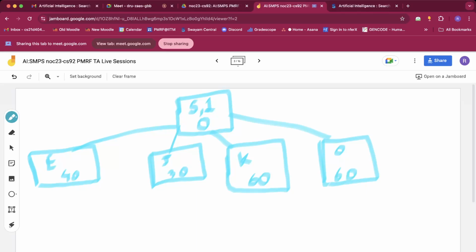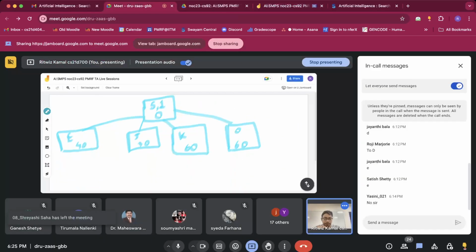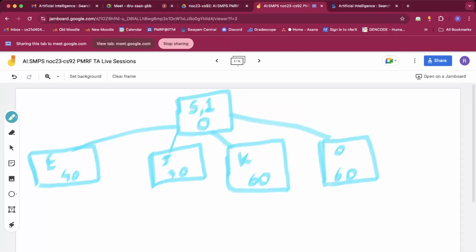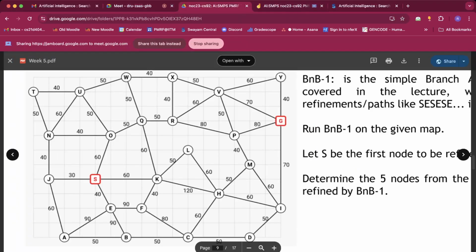Now which of these nodes do you think we'll be visiting next? J. That's right, thanks for answering. So J looks the most promising, so we'll be visiting J next. Let's label this as order number 2, and now let's look at what nodes we could go to from J. Hypothetically think that we are at J. We could go to N with cost 40, we could go to A with cost 60, and we could go to S back again with cost 30, right? So let's write that down.